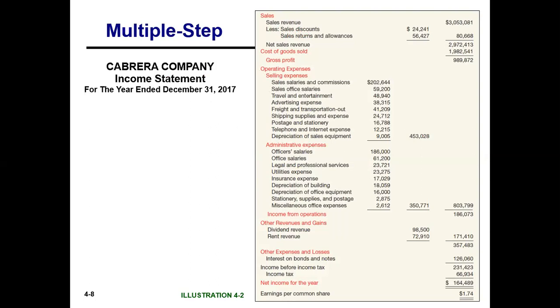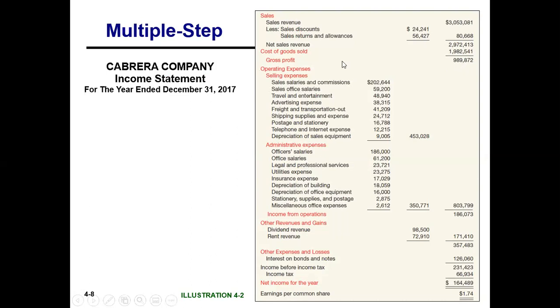I know we prepared a couple of them together, but nonetheless, here on this multi-step income statement, we're taking our total revenue, that's our sales revenue, and then we've got to subtract any sales discounts, sales returns, and allowances. That gets us to net sales revenue, or our net sales. We take our net sales minus cost of goods sold to arrive at gross profit, and that's what we see here, right? So net sales minus cost of goods sold equals gross profit.